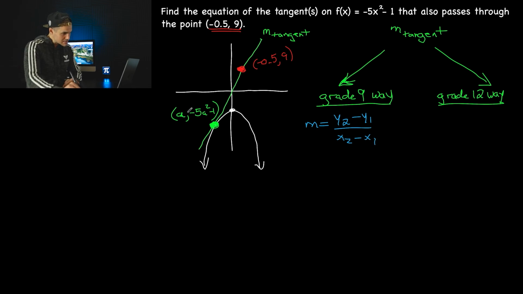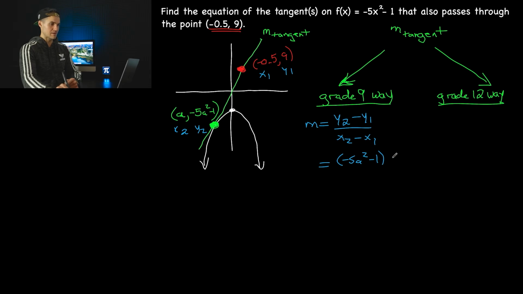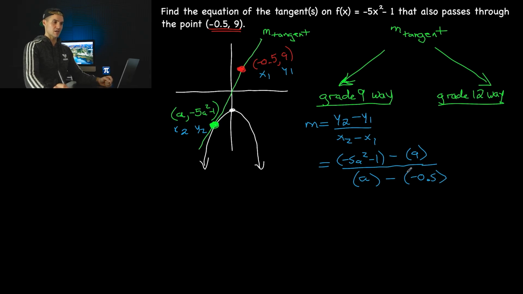So what I could do is this point here, this general point, I'm going to label, it doesn't matter the order, let's actually just do, I'll do this as x2, y2, and then I'll do this as x1, y1, like that. So plugging that in here, basically y2, which is this negative 5a squared minus 1, minus the y1, which is the 9, all over x2, which is a, minus x1, which is negative 0.5, right? So just be careful with your signs right there.